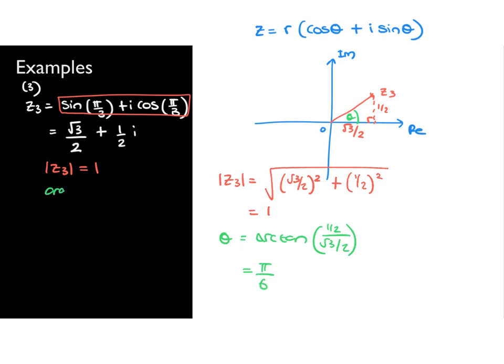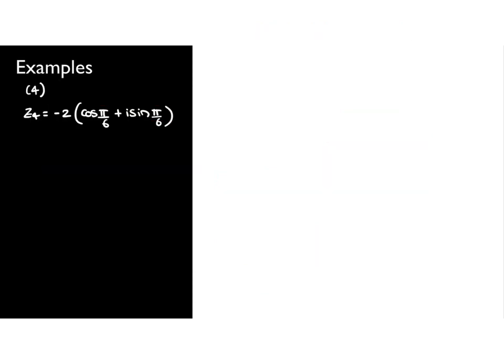So the argument of z3 is equal to pi by 6, and we can establish all this information just from its Cartesian format. So that means to be in true mod arg form, z3 would equal 1, which we don't need to write down, cos pi by 3 plus i sine pi by 3. Done. So example 4, what's the problem here?